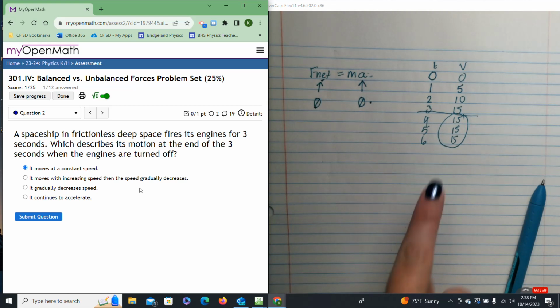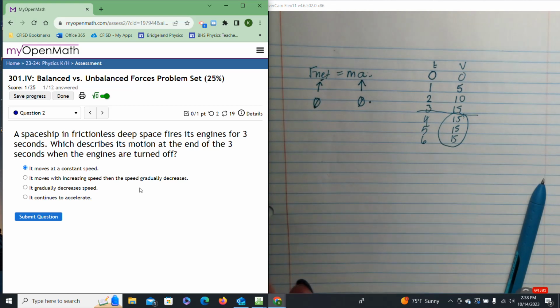And that would mean that you're moving at constant speed, unless you weren't, of course, unless you weren't moving at all. But they're moving if they fired them first. So moves at a constant speed.